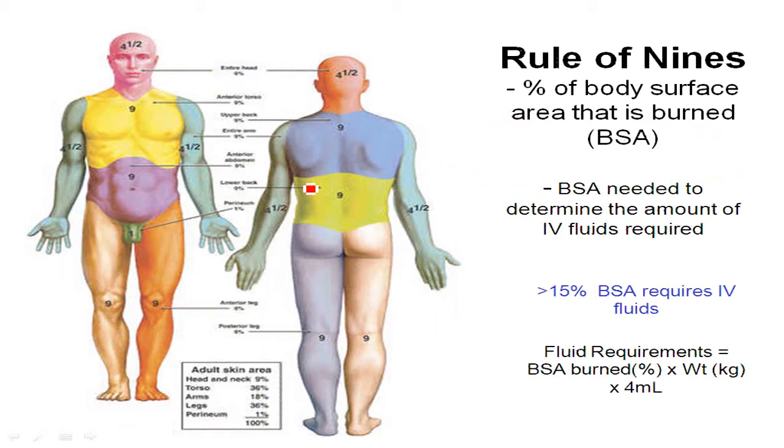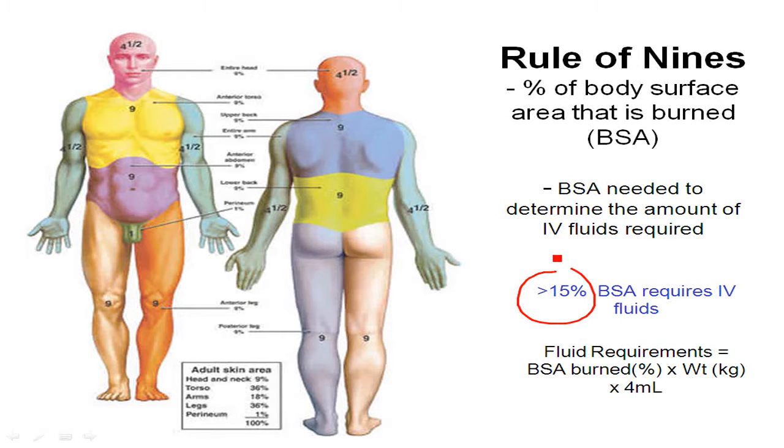Now, to determine just how much fluid the patient's going to need, you need a way to estimate how much surface was burned. So that's where the rule of 9 comes in. Rule of 9 is just a method to determine how much of the body was burned. We call that the body surface area. Typically, anything over 15%, you're going to need IV fluids. So the percent of the body that was burned, times the weight of that patient, times 4 milliliters of the IV solution. That's what you're going to be giving the patient through an IV.